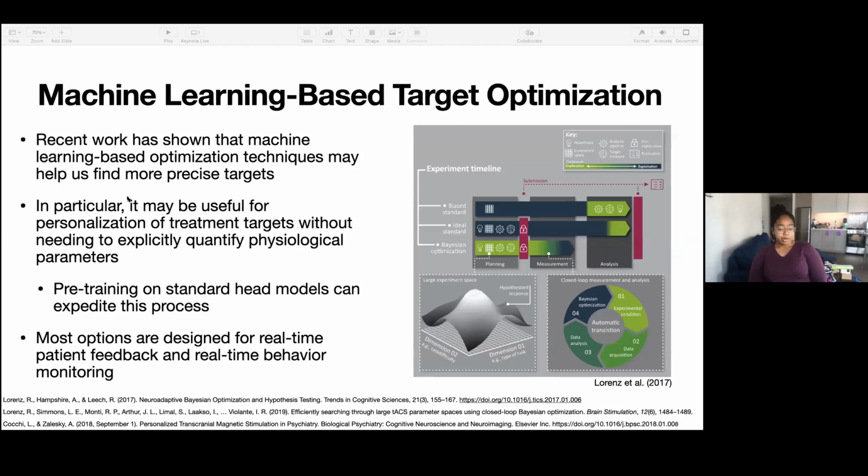So more recent work has shown that machine learning based optimization techniques, and just newer optimization techniques in general, might help us find more precise and patient specific targets. I've reiterated this, but since it came up during the keynote Q&A, I'm using a somewhat broad definition of machine learning here that focuses a bit more on the optimization methods than the models themselves.